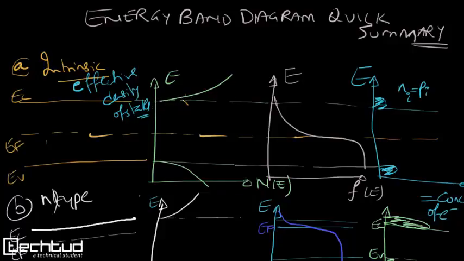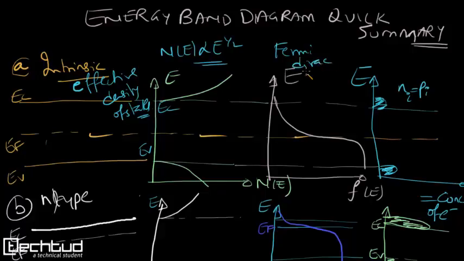You can see that the density of states will increase as we go above EC and below EV. This density of states Ne is proportional to E to the power of 1 by 2. This thing we know. So this is the plot. This is Fe, the Fermi-Dirac distribution function, and this is the plot for the Fermi-Dirac distribution function.